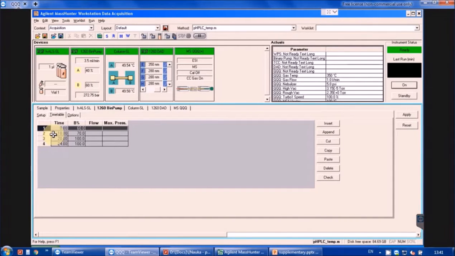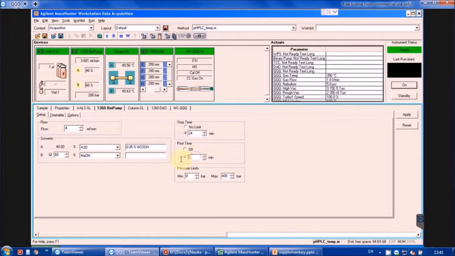After elution, for column washing, methanol content will increase to 100% in the next 2 minutes, and it will be kept for an additional 4 minutes. Post time will be 4 minutes.